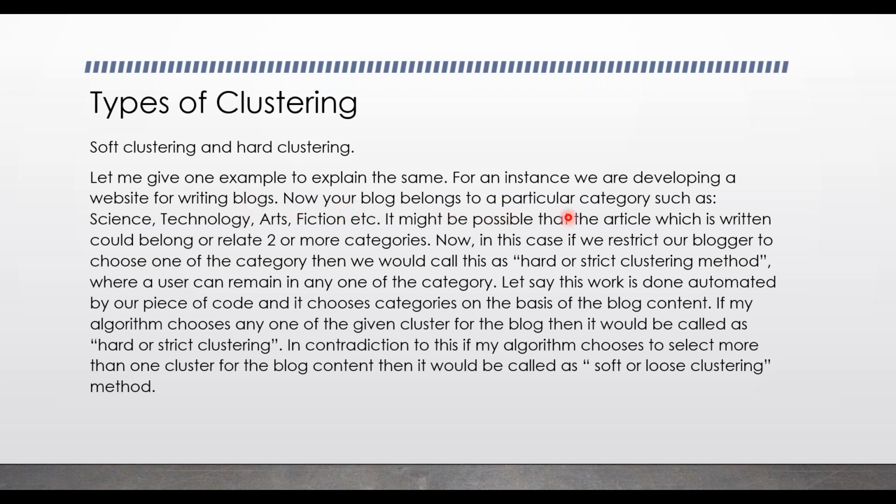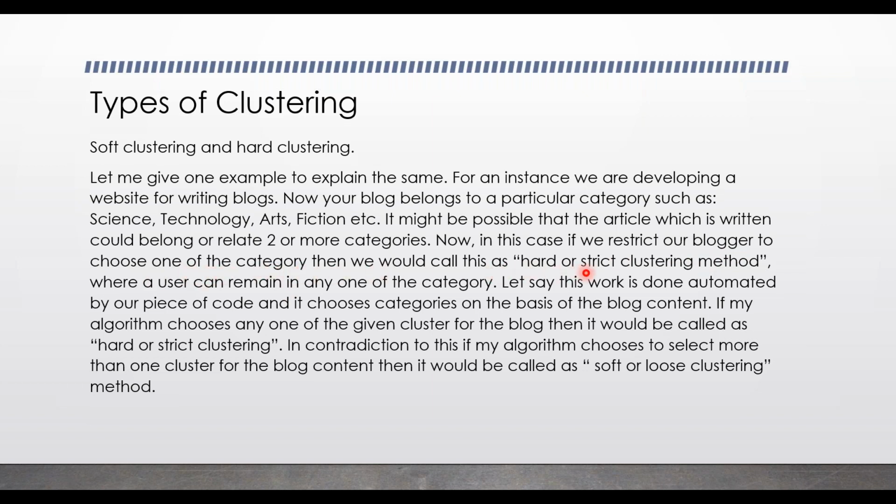Now your blog belongs to a particular category such as science, technology, arts, fiction, etc. So आप अलग अलग blogs लिख रहे हैं. आप साइंस के ब्लॉग लिख रहे हो, आर्ट के ब्लॉग लिख रहे हो, टेक्नोलॉजी के लिख रहे हो. So it might be possible that the article which is written could belong or relate to two or more categories. ऐसा हो सकता है कि साइंस फिक्शन की कैटेगरी है या आर्ट्स एंड टेक्नोलॉजी की कैटेगरी है. एक ब्लॉग दो कैटेगरी में जा सकता है. Yes, possible है.